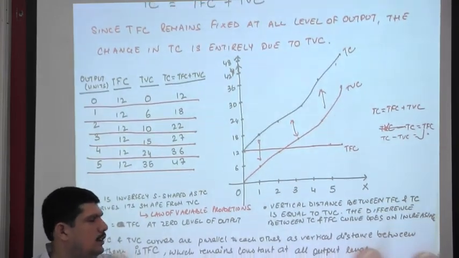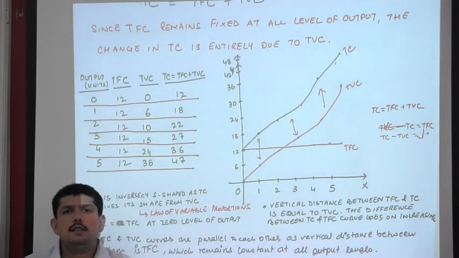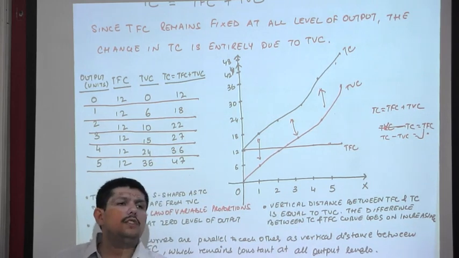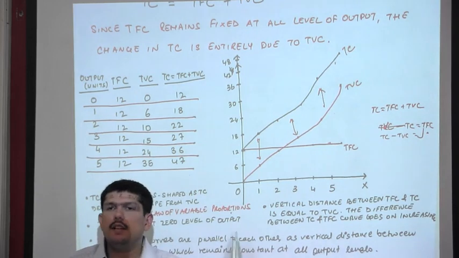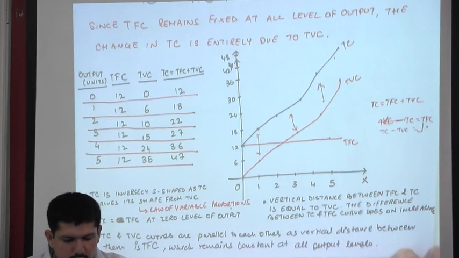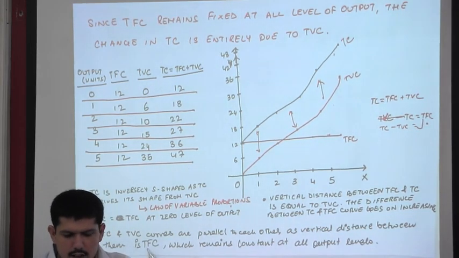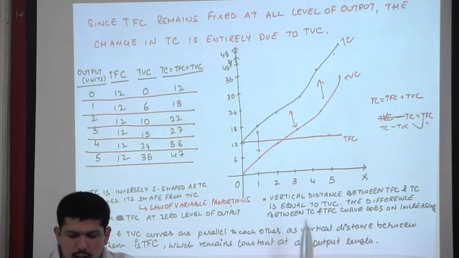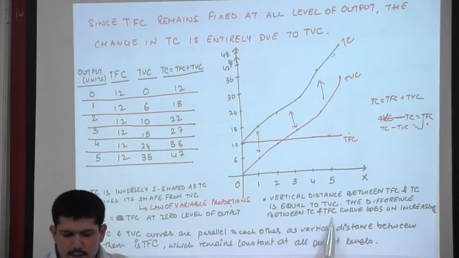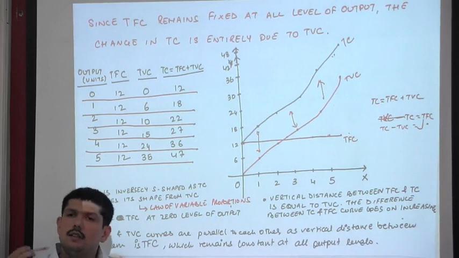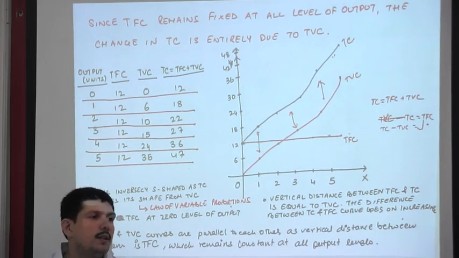So the important relationship which we note in this case is that total cost is an inversely S-shaped curve. Why? Because it derives its shape from TVC. The change in TC is the result of the change in TVC. And because of the law of variable proportions, TC is equal to TFC at zero level of output, because there will be some fixed cost which will always be there, right? The TC and TVC curves are parallel to each other, as the vertical distance between them is TFC, which remains constant at all levels of output. The vertical distance between TFC and TC is equal to TVC. The difference between the TC and TFC curves goes on increasing, because our total variable cost keeps on increasing. Are you clear about these relationships? It's very important to remember these relationships. If you remember these well, you will be able to solve any MCQ questions.